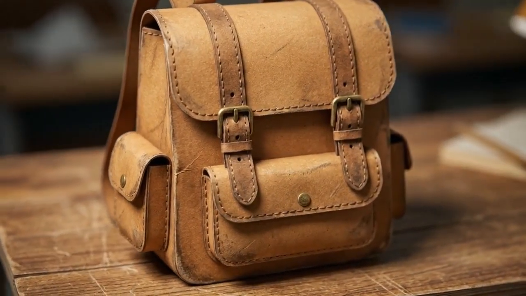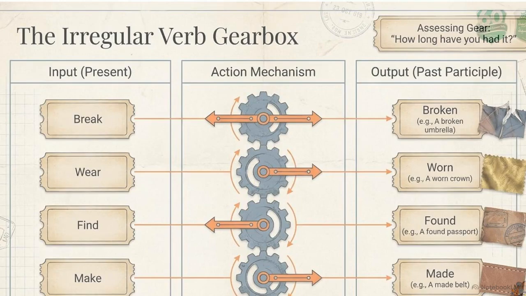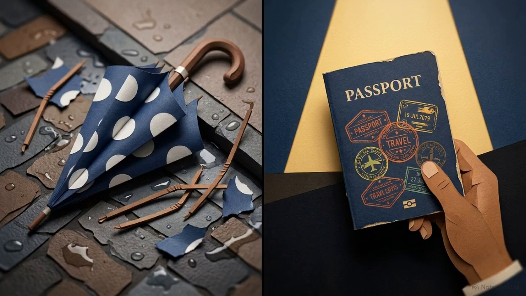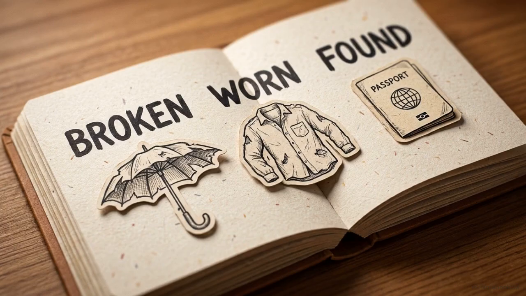As we travel, our gear often takes on a history of its own, gathering scuffs and creases as we use it. This gearbox shows how we change basic action words to describe a finished result. For example, clothing that has been through a lot of wear is now worn. We use similar forms for other situations, like saying an umbrella is broken after a storm, or a lost passport is found. These specific words act as a record of the trip, showing exactly what your equipment has been through.